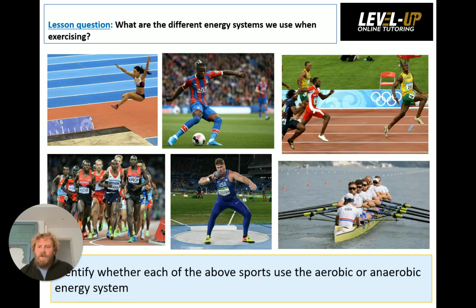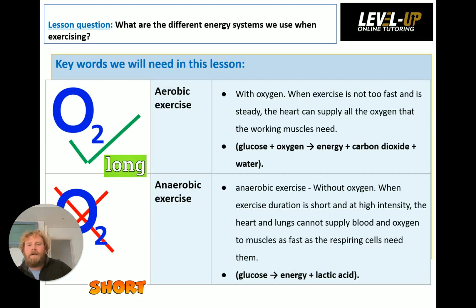So, question for you. I would like you to think for yourself and maybe jot down on a piece of paper which of these sports use the aerobic system or the anaerobic system. We have the long jump, football, the 100-meter sprint, a long distance run, potentially a 3,000 or a 3K, the shot put, and rowing. So six different sports. Remember, we're looking at the aerobic and the anaerobic systems.